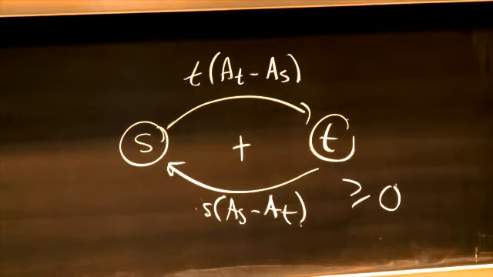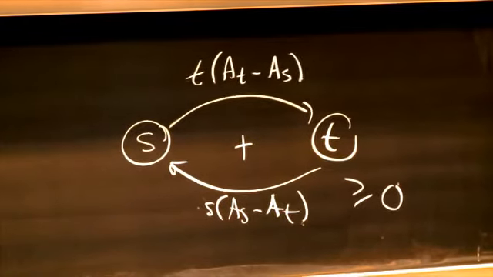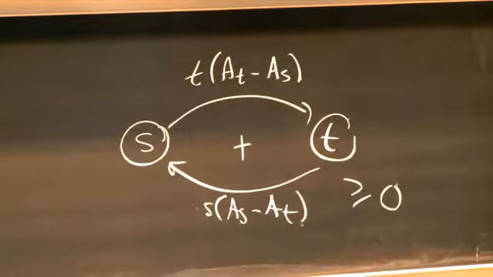It essentially says that if T is bigger than S, then calligraphic A sub T had better be bigger than calligraphic A sub S. So one thing that you get out of the no negative cycle condition is that you must have an allocation rule that is monotone.